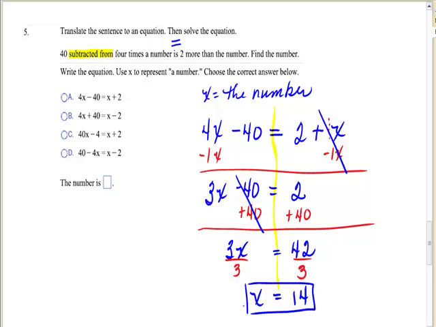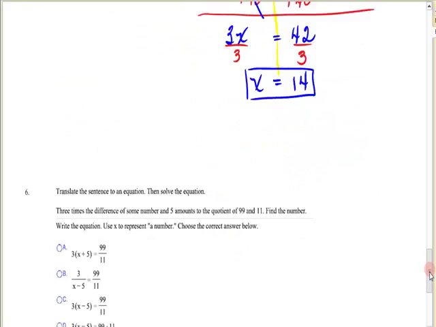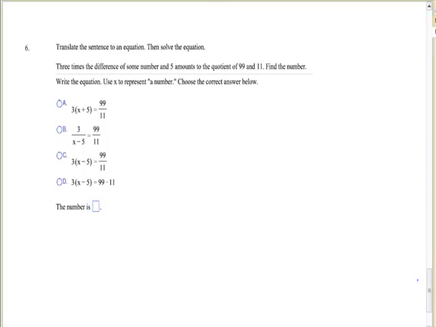So you will have had to choose first. Now, the only one that matched the left-hand side is A. On the right-hand side, I have 2 plus x. They have x plus 2. Those are equivalent. With addition, it does not matter about the order. Okay, we have one more. It says 3 times the difference. 3 times a difference, I'm going to need parentheses. Of some number and 5 amounts to the quotient of 99 and 11. Okay, x is the number.